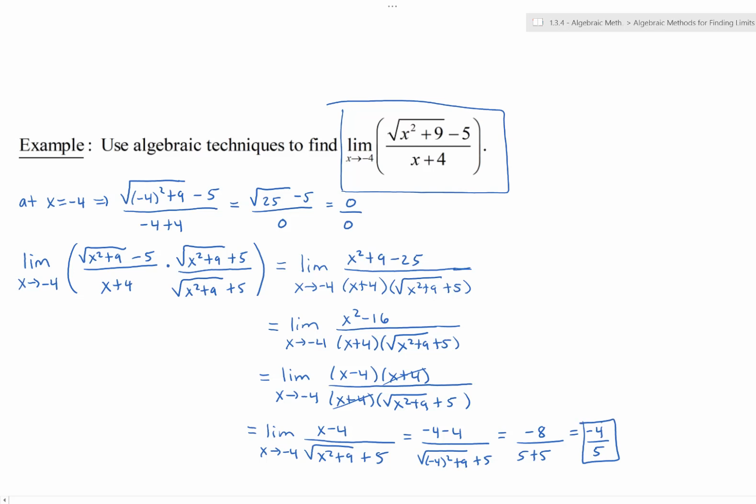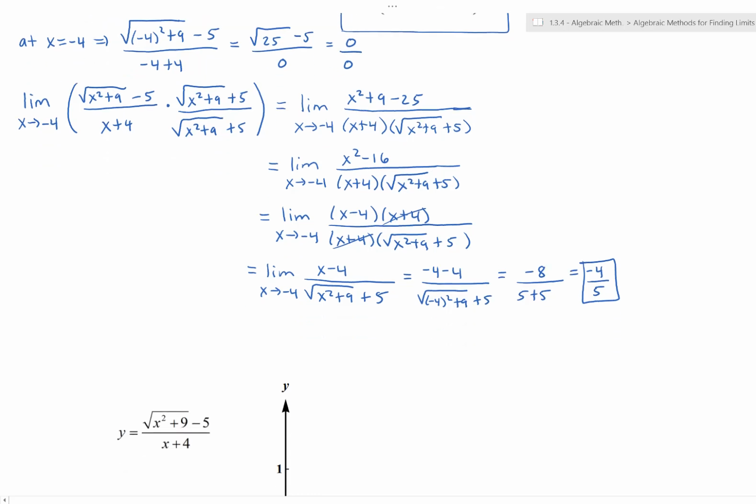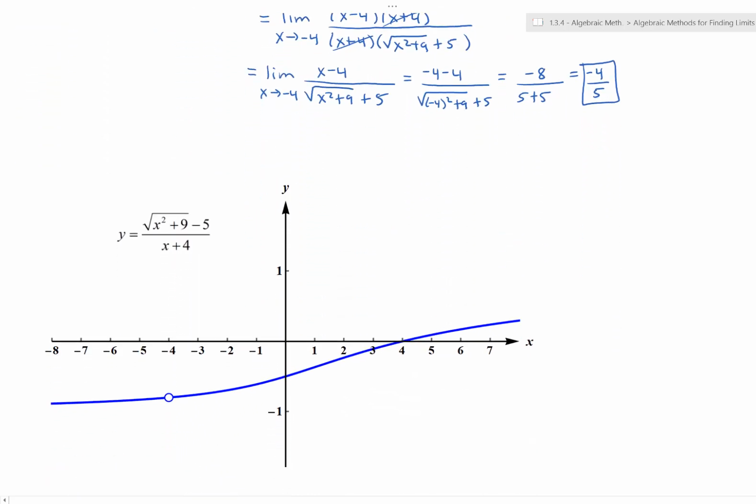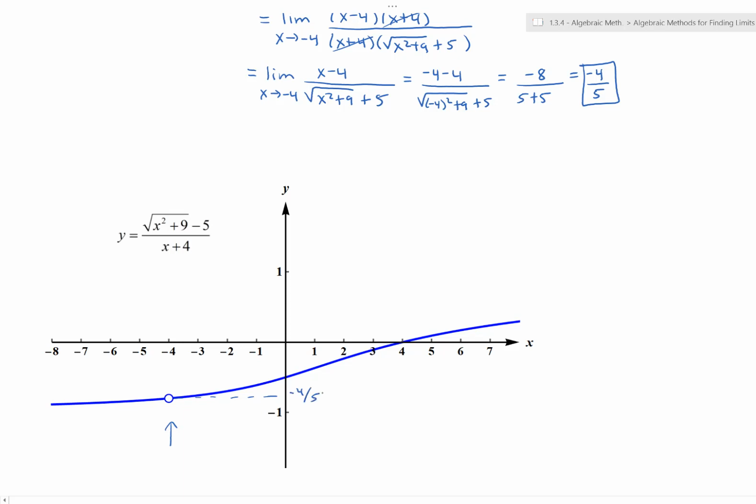So, here you go. Another technique, multiplying by 1. In this case, we multiply by 1 of the form conjugate of the numerator, top and bottom. And it allowed us to do a little bit of algebra to rewrite it, remove a common factor, and then actually take the limit. If we look at the graph of this function, here it is. There's the location of x is negative 4. And notice right there the removable discontinuity right at the ordered pair, negative 4 comma negative 4/5.